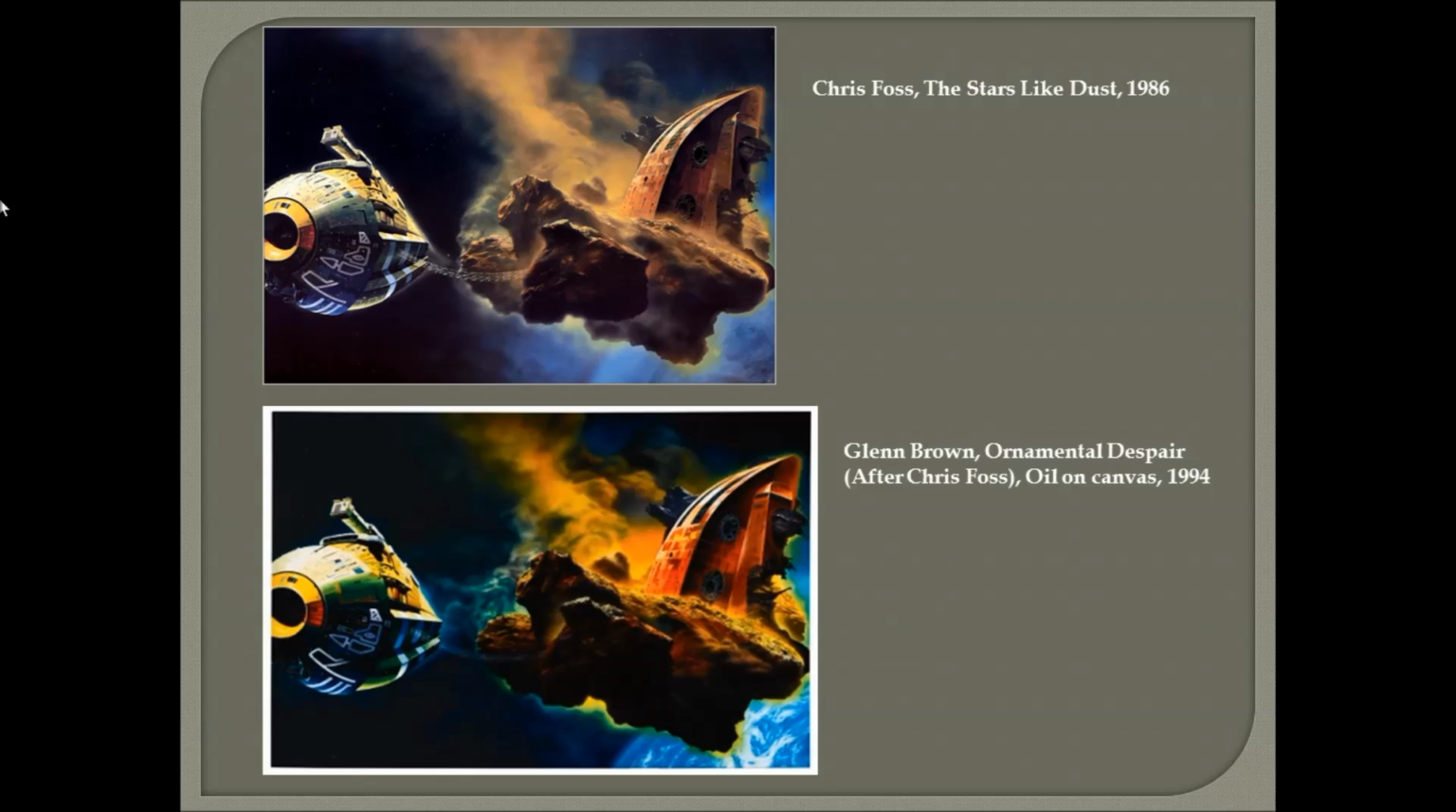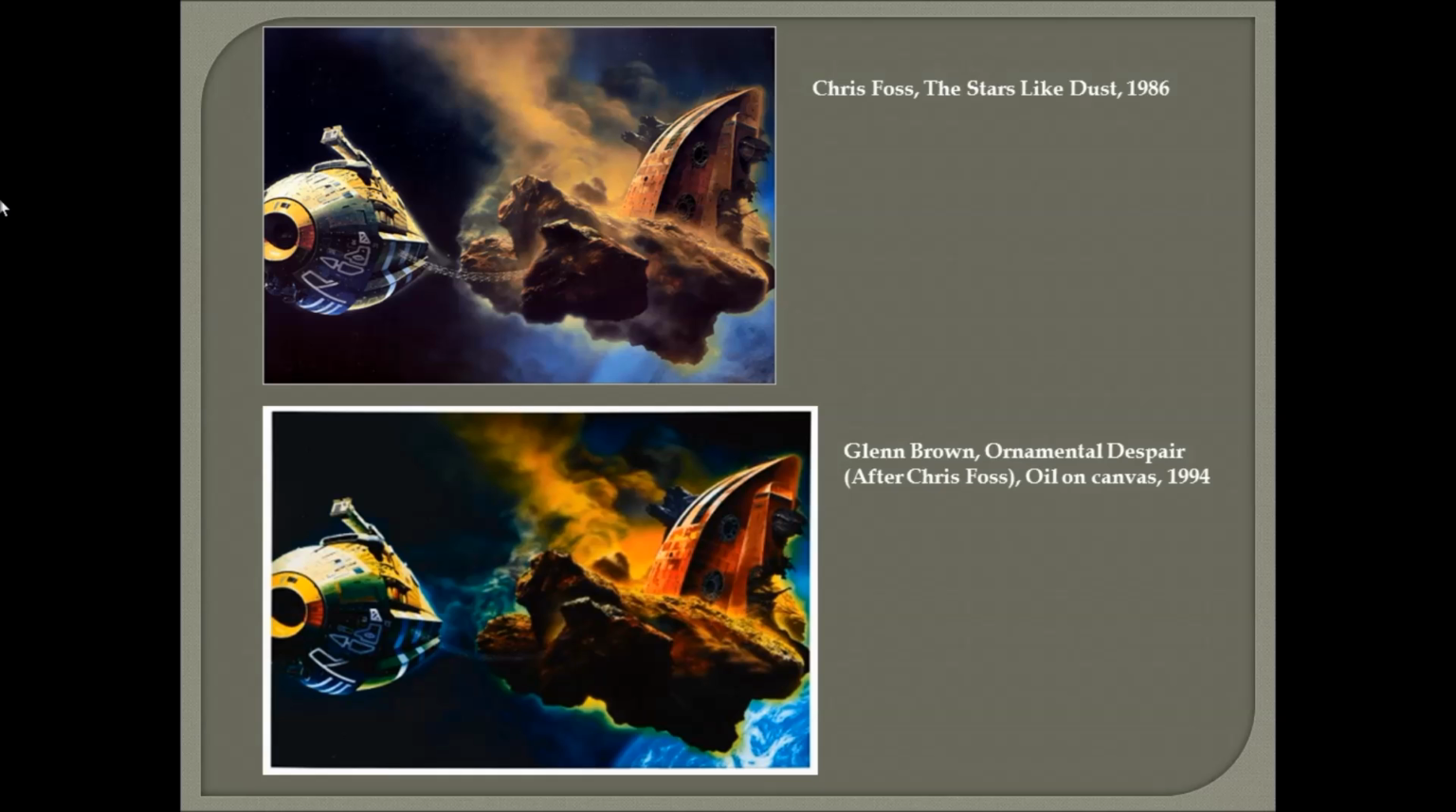But here is one of the science fiction pictures that Glenn Brown copied. This one's even closer to the original. This would be by Chris Foss, The Stars Like Dust, made in 1986, and then Glenn Brown, Ornamental Despair, 1994. So this is an illustration. Glenn Brown's is a large painting version of Chris Foss's. Chris Foss's is small.